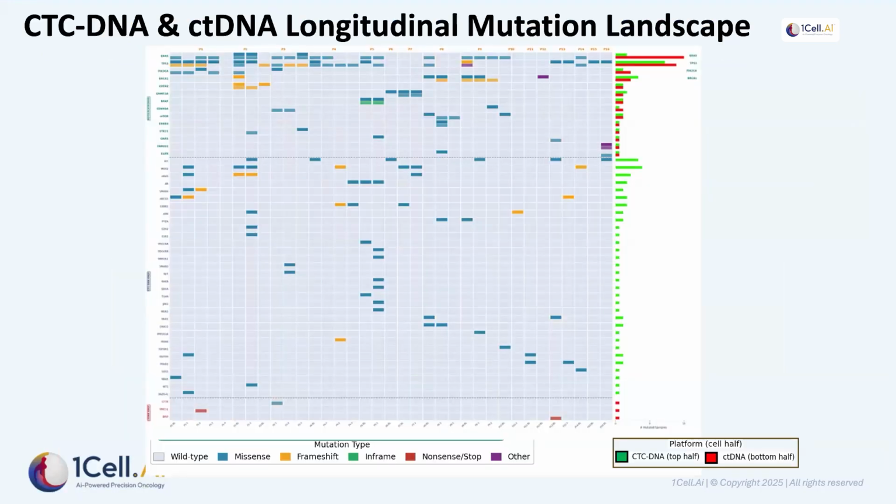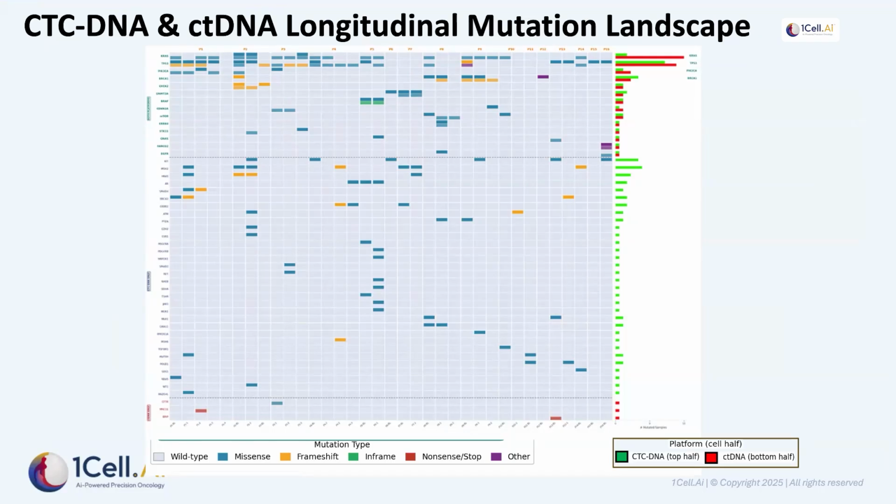So this goes back to our prior slide, and I want to now focus on the y-axis to the right and the green part of that axis, and that's the CTCs. And you can see that there's multiple alterations that can be found in CTCs that cannot be found in the ctDNA.